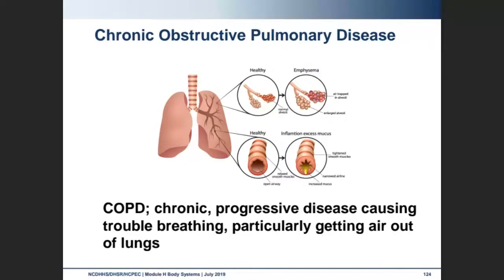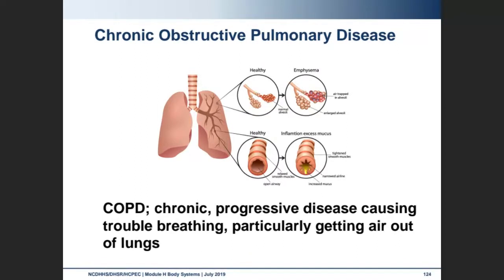This is a chronic progressive disease which causes trouble breathing. It causes trouble in getting the air out of our lungs. So chronic obstructive pulmonary disease can include chronic bronchitis and emphysema. Chronic bronchitis is irritation and inflammation of the bronchi, usually caused by smoking. Someone who has chronic bronchitis, you're going to see these people with that productive cough. They have a lot of phlegm that they're bringing up. They're breathless and they're wheezing.